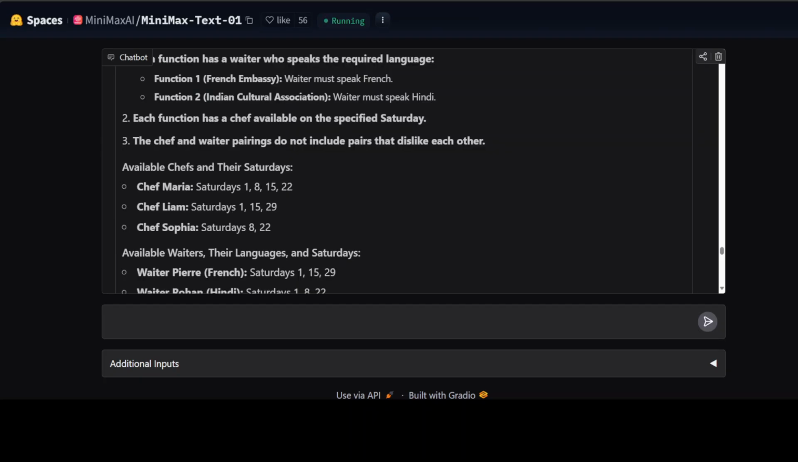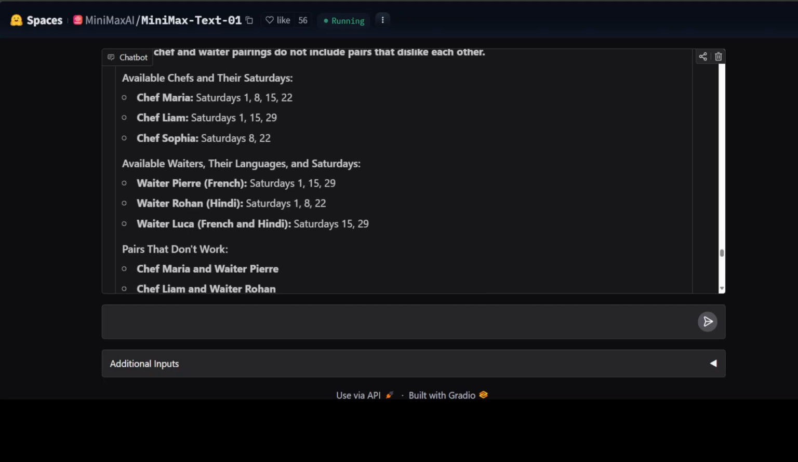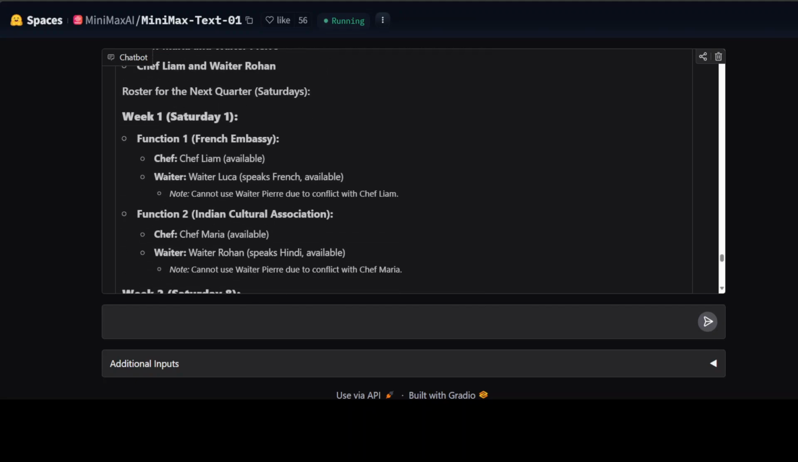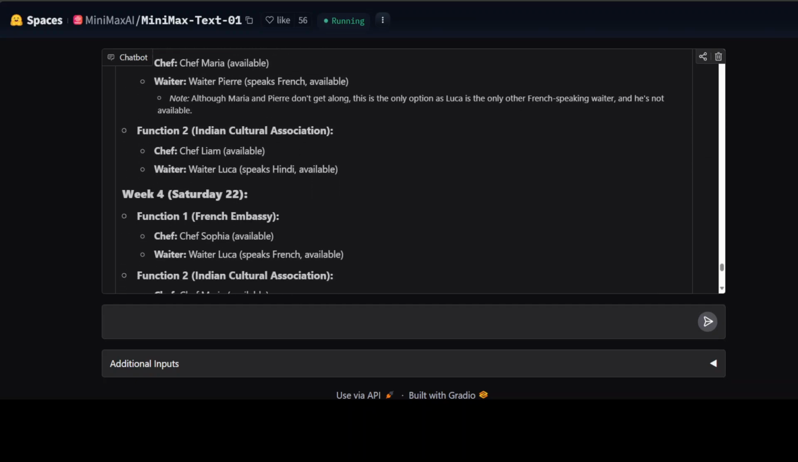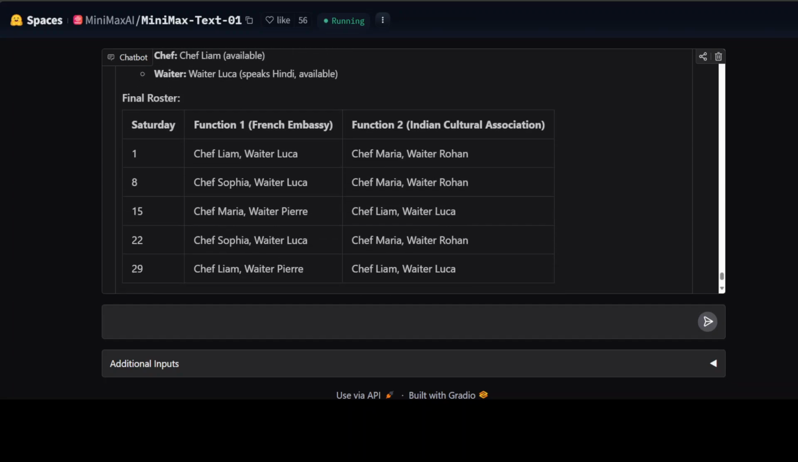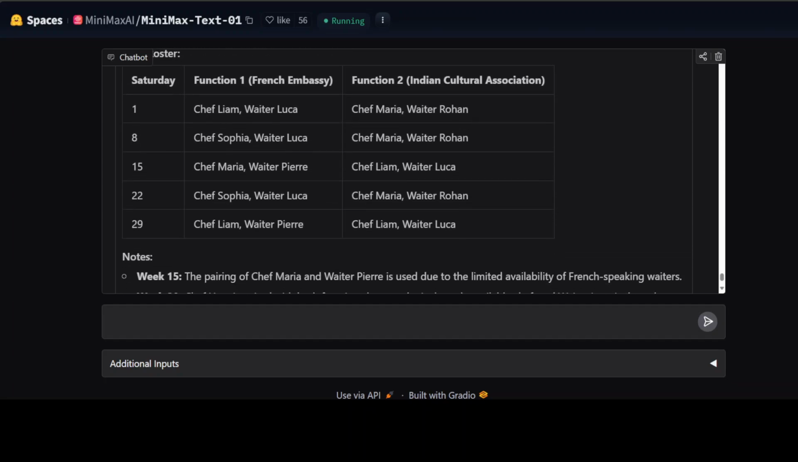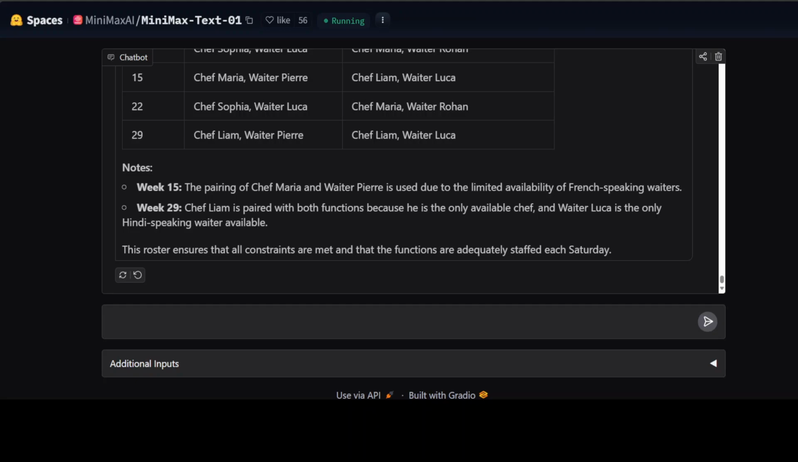And there you go. And I suspect it has done a wonderful job there. Look, it is talking, understanding the problem first, making the pairs, and then it is going week by week. Looks really cool. And there is a final roster. Amazing stuff. So this tabular format really throws it out of the park. Really, really good stuff. Even then there is some notes too.